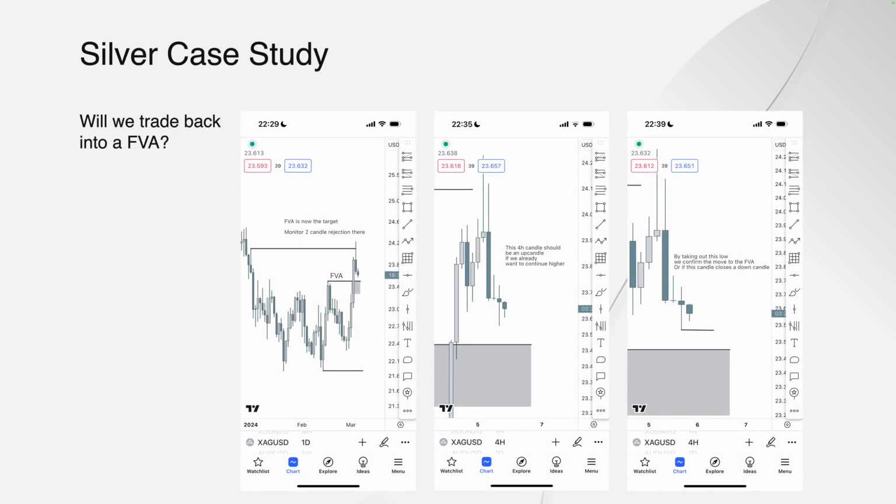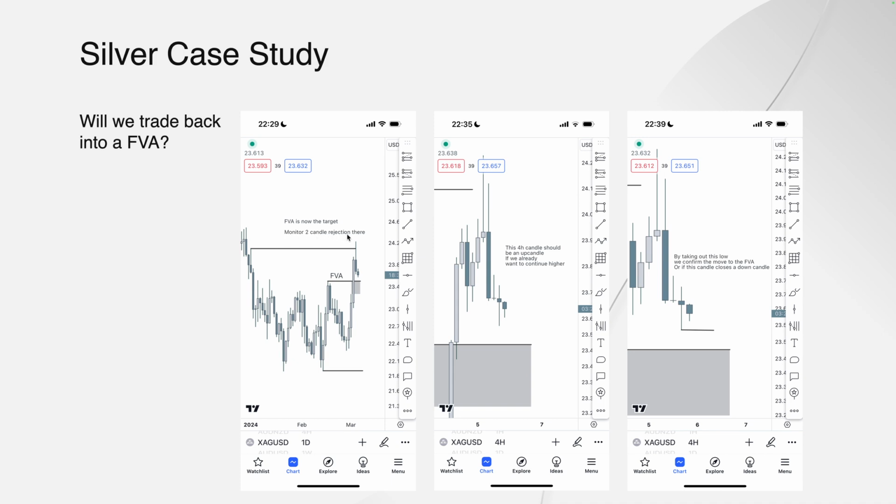here, the silver case study. And when we look at the silver case study right there, we see the first question, will we trade back into a fair value area? Will we trade back into a fair value area, or will we already continue higher right there? In the first screenshot I share, the fair value area is now the target.